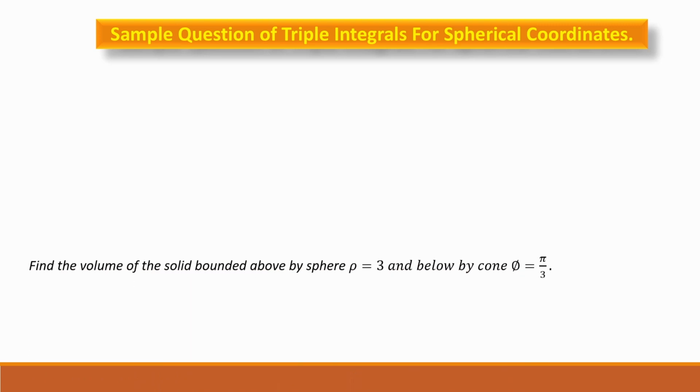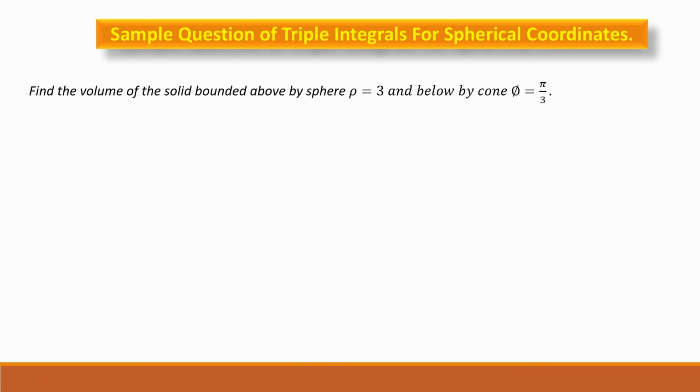For this part, we will discuss a sample question of triple integral for spherical coordinates. The question is, find the volume of the solid bounded above by the sphere rho equal to 3 and below by the cone phi equal to pi over 3. For the solution, first we write the formula of volume for triple integral, which is V equal to the triple integral of 1 dV. And then for the next step, we find the limits for the triple integral.